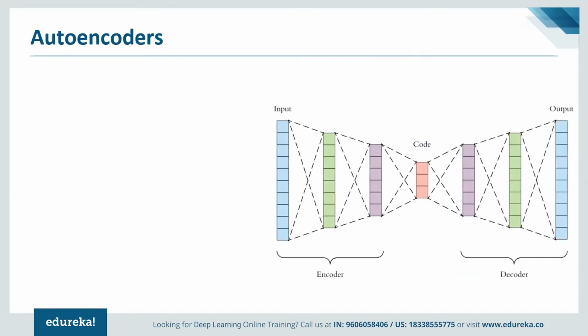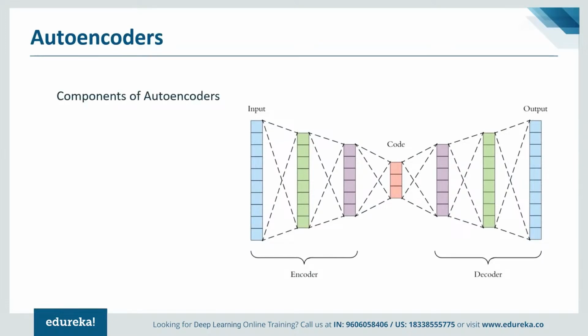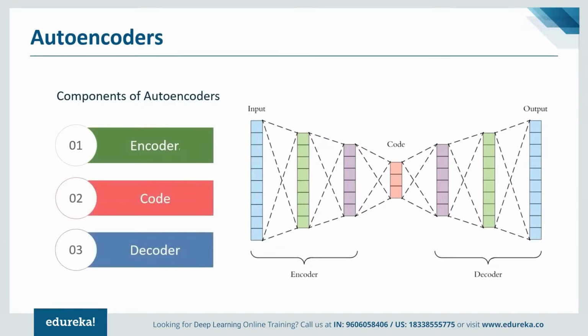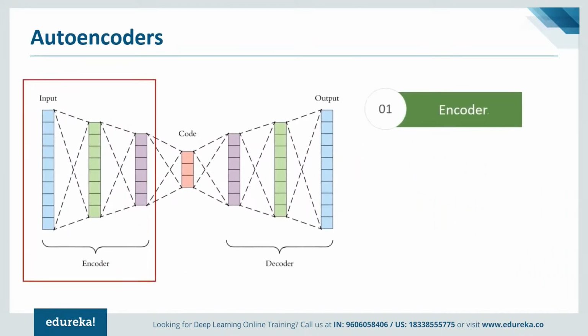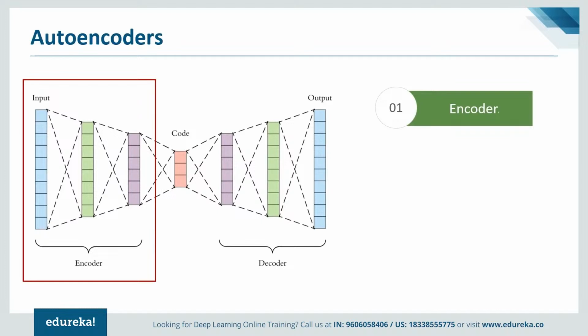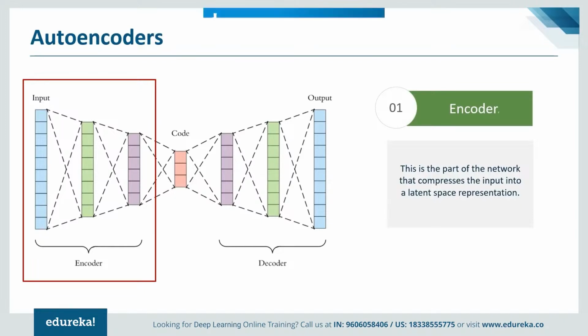So now let's have a look at the components of autoencoders. There are basically three main layers: the first one is the encoder, then the code, and the decoder. The first component, the encoder, is the part of the network that compresses the input into a latent space representation. The encoder layer encodes the input image as a compressed representation in a reduced dimension. The compressed image typically looks garbled, nothing like the original image.